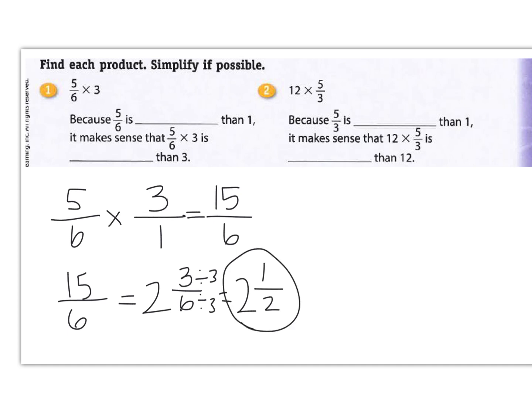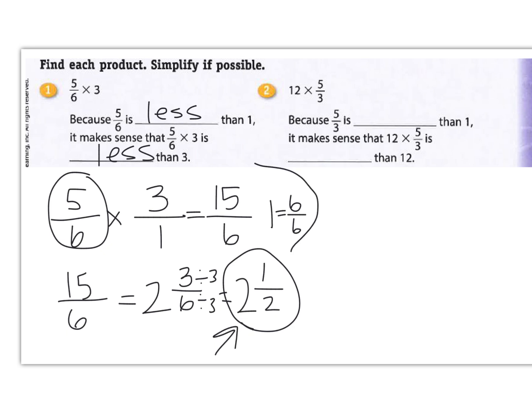So it says, because 5/6 is less than 1, so remember, 5/6 is less than 1 because 1 whole would equal 6/6. So 5/6 is less than that. It makes sense that 5/6 times 3 is less than 3. So look here, our answer, 2.5, is less than 3.